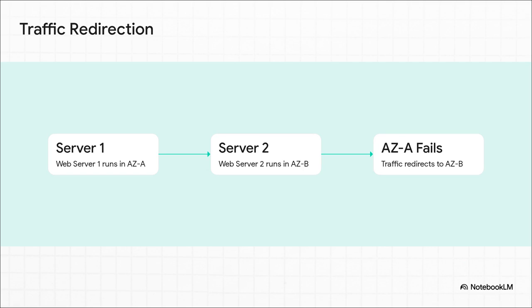So let's map out exactly how this fault tolerance works for your apps. Imagine your e-commerce site has web server 1 running in AZA and web server 2 running over in AZB. If AZA loses power unexpectedly, AWS automatically, without you doing a thing, redirects all your user traffic to AZB. Your users can just keep shopping, and they'll likely never even realize there was a massive hiccup in the background. That is the true superpower of this architecture.